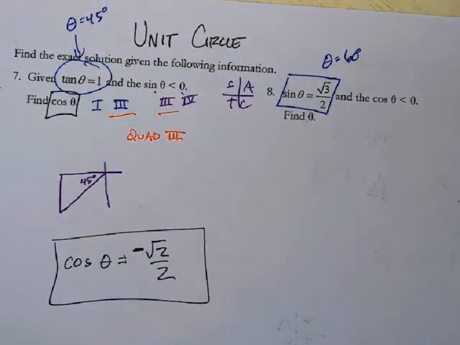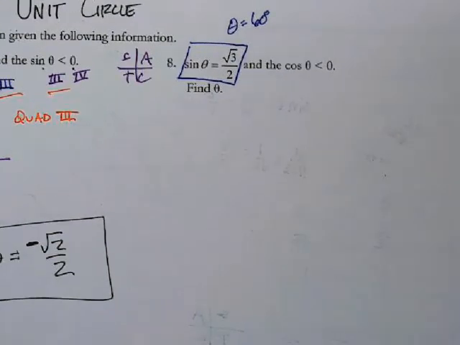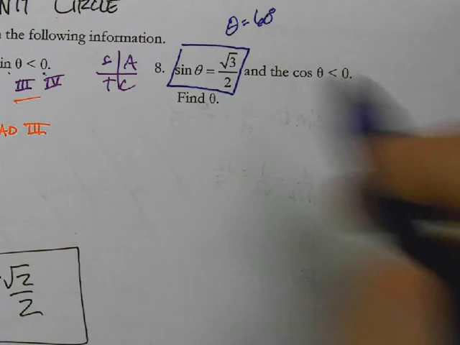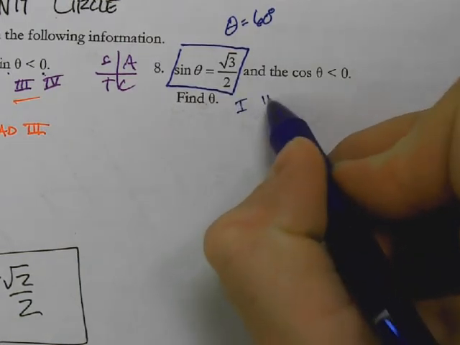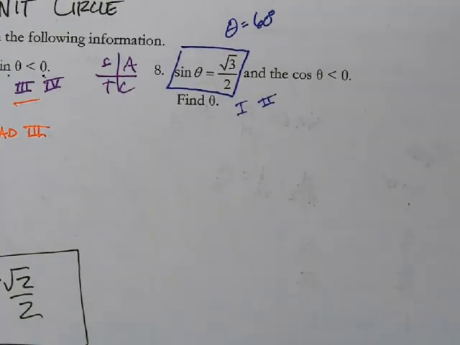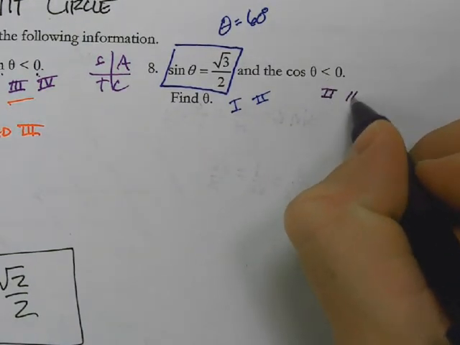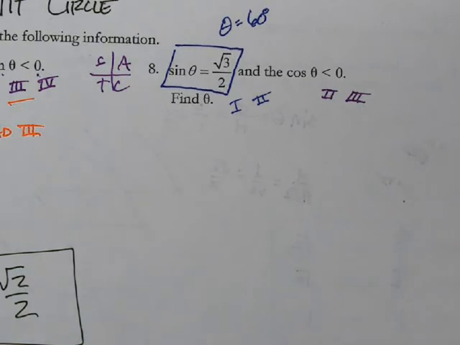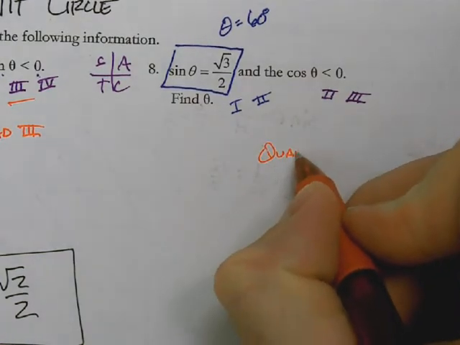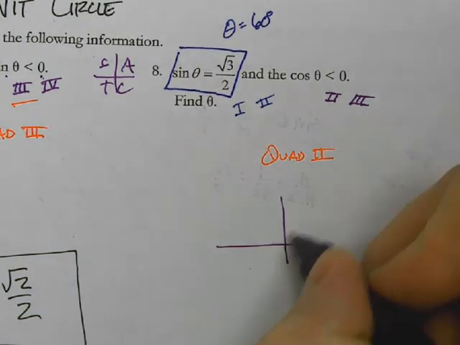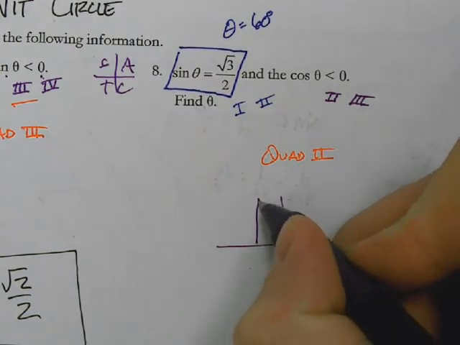Okay, so if sine is positive, what quadrant could I be in? 1 or 2. Okay. If cosine is negative, what quadrant could I be in? 2 or 3. So where do I have to be? 2. Okay, gotta be in quadrant 2. So I'm gonna draw it. I'm gonna go over to quadrant 2. I'm gonna draw the 60-degree triangle in quadrant 2. This is 60 degrees.